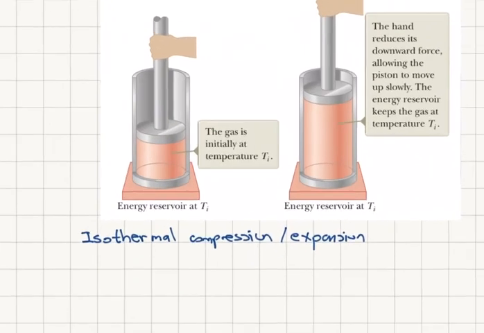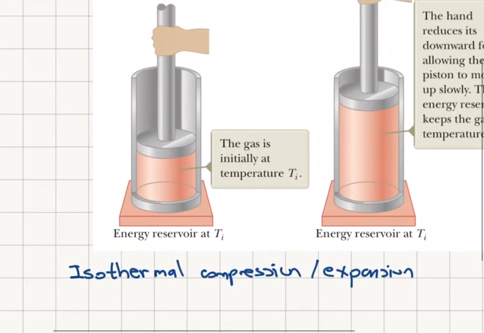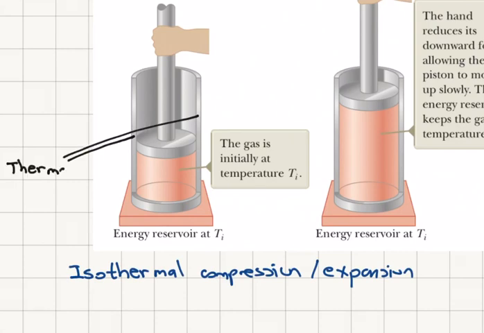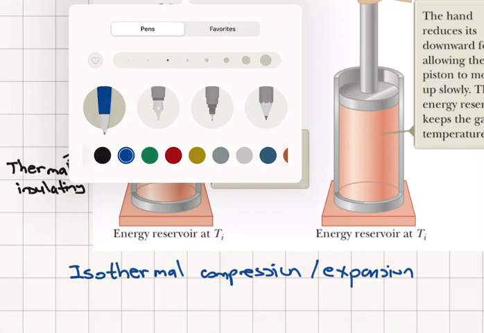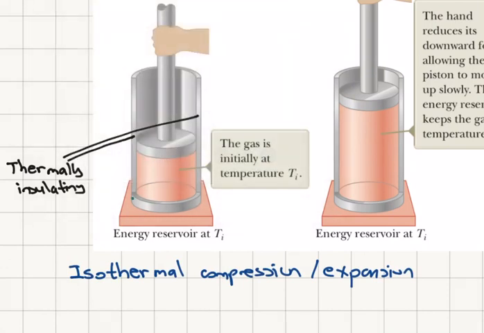And what does that mean? The system is basically isolated from its environment, so these walls are thermally insulating. So there is no heat exchange with the environment. However, this boundary is different. This is basically connected to a heat reservoir, and heat can be exchanged with this reservoir.